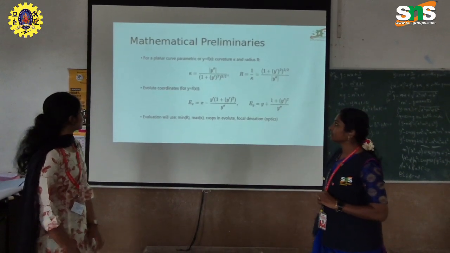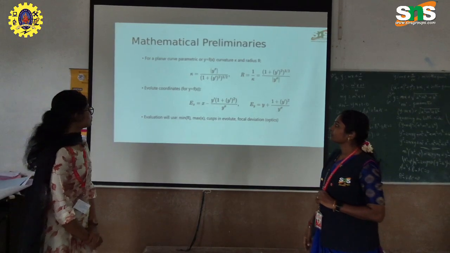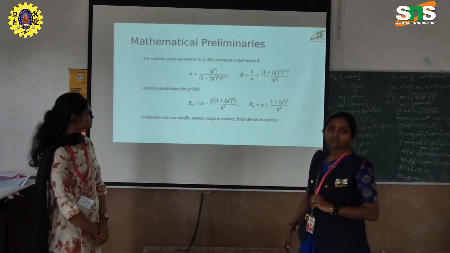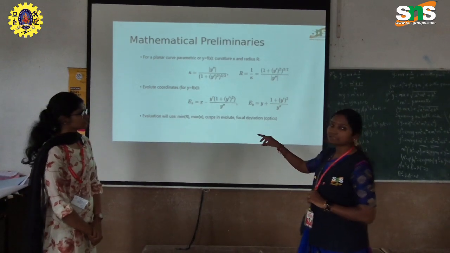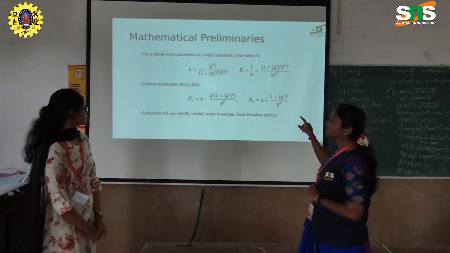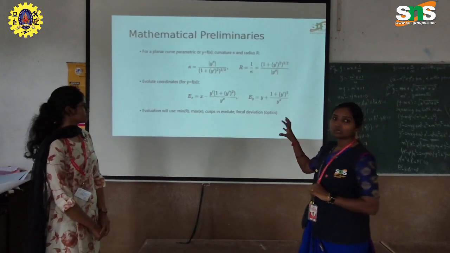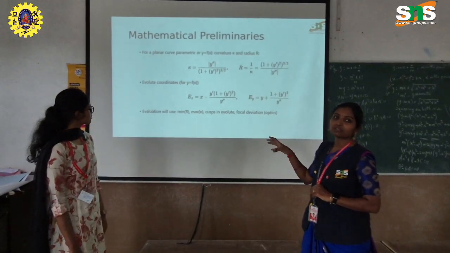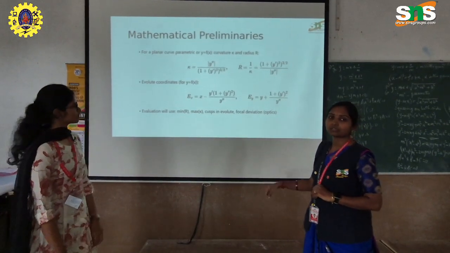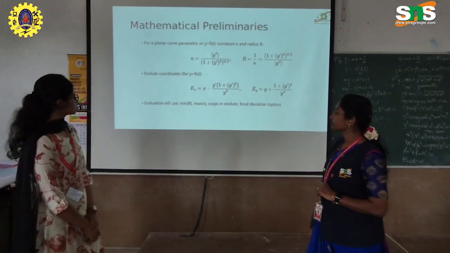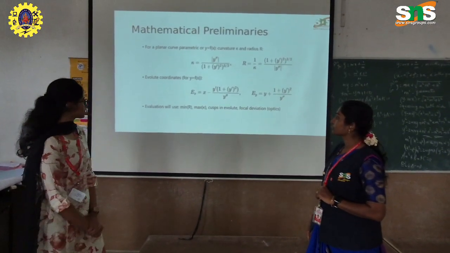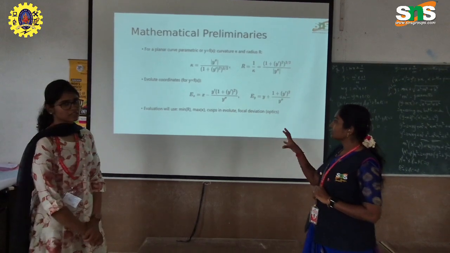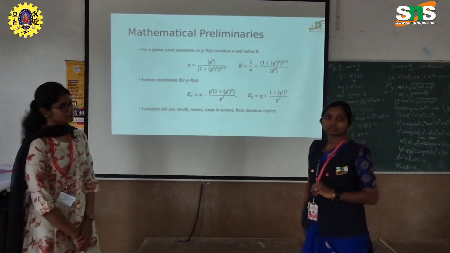The next slide. Evolute coordinates for y equal to f of x. So this is nothing but the coordinates for the center of curvature. Ex is nothing but the x point and Ey is nothing but the y point. And we will use this as the base for finding the radius of curvature, center of curvature and circle of curvature. Evolutes, min of r, max of kappa, and evolute focal deviation. So these are the concepts which we will use in the evaluation.